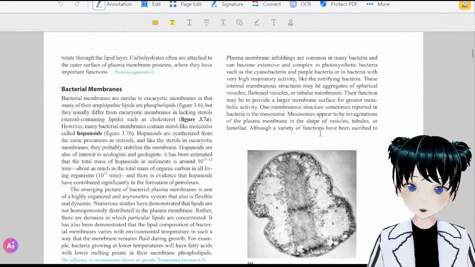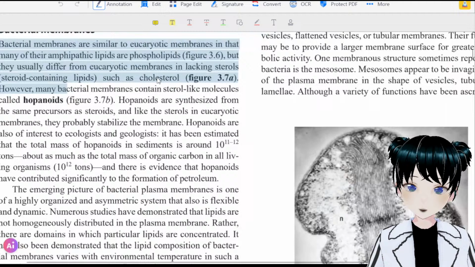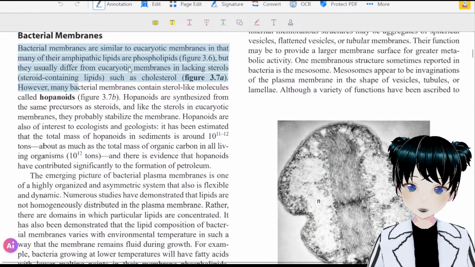Now let me read it. Bacterial membranes are similar to eukaryotic membranes in that their amphipathic lipids are phospholipids. They are similar to eukaryotic in what way? Because they have phospholipids in them. But they differ from eukaryotic membranes in lacking sterols. They don't have sterols. Instead, they have what? They have hopanoids that are sterol-like molecules.